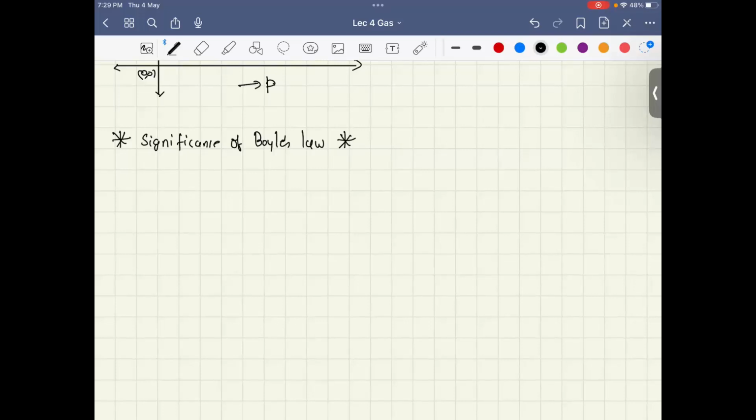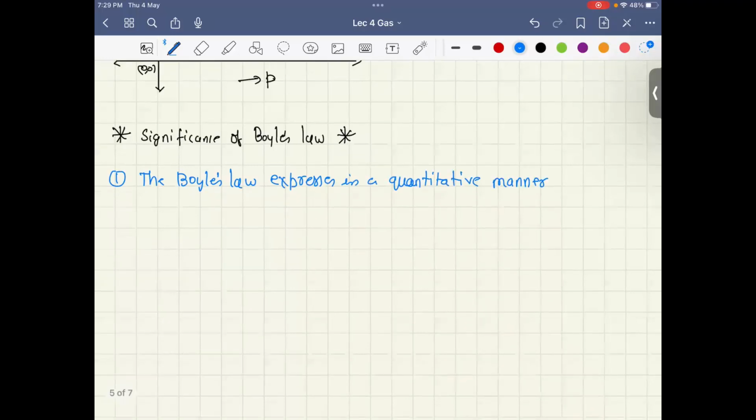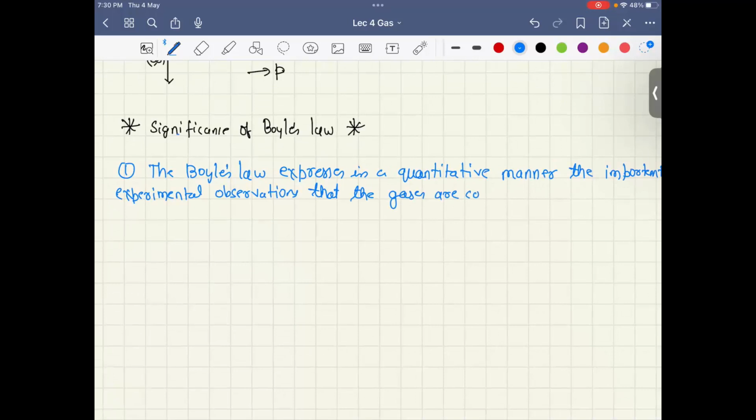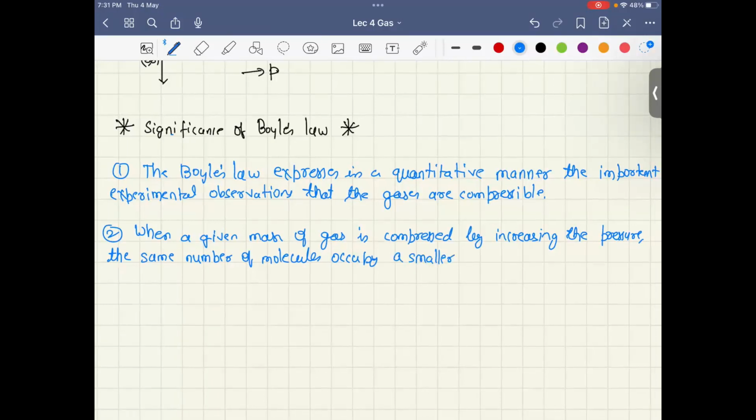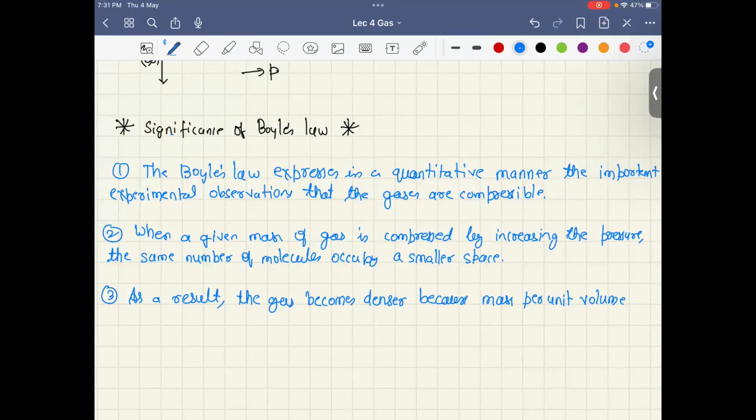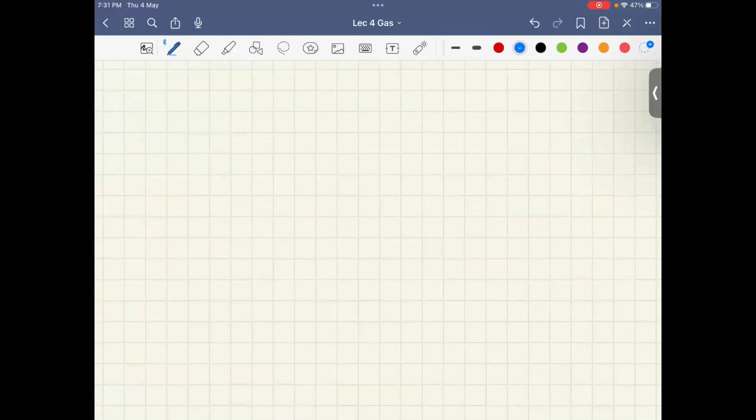Right? Let us write this down. Boyle's law expresses in a quantitative manner the important experimental observation that gases are compressible, right? When a given mass of gas is compressed by increasing the pressure, the same number of molecules occupy lesser space, right? Smaller space. As a result, what happens? The gas becomes denser because mass per unit volume increases, right? Let us move on to the next.